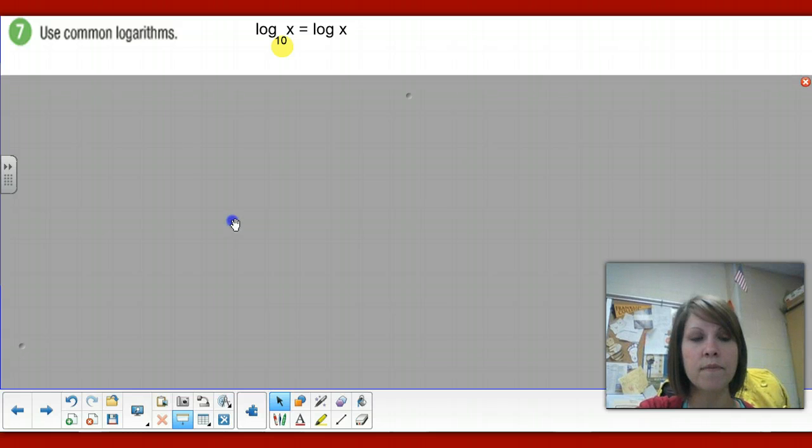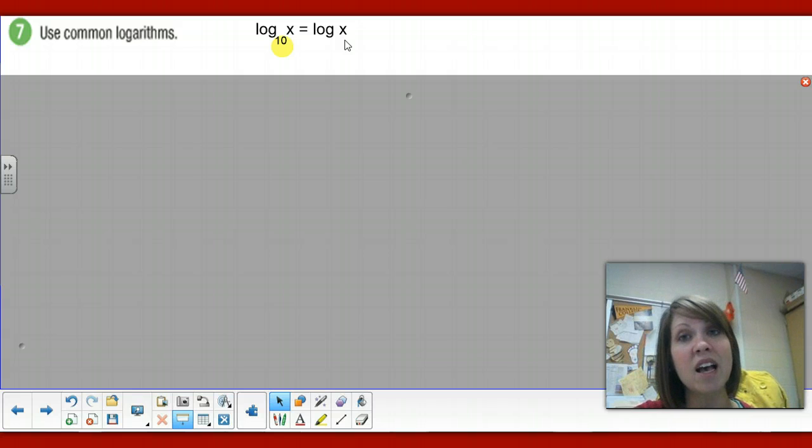Okay, let's go on to common logarithms. Common logarithm, remember, is a log base 10. If you ever see a log with no stated base, or if you ever write log and you do not put a base, it is automatically base 10. Even if you know it's not supposed to be base 10, if you don't write it, it's base 10.